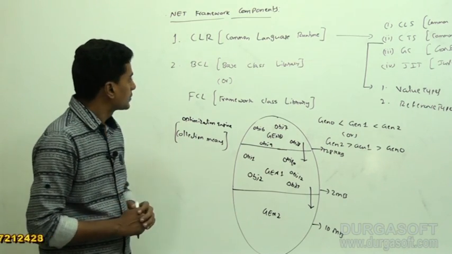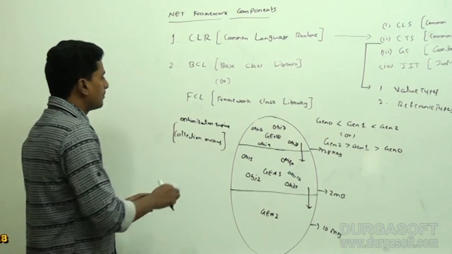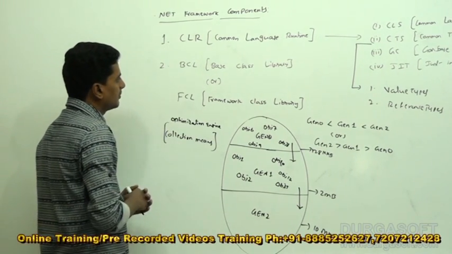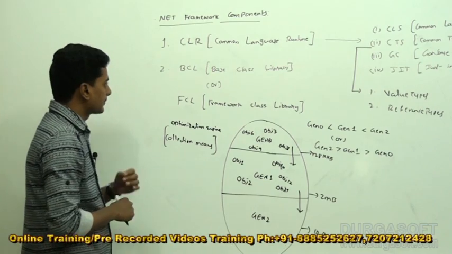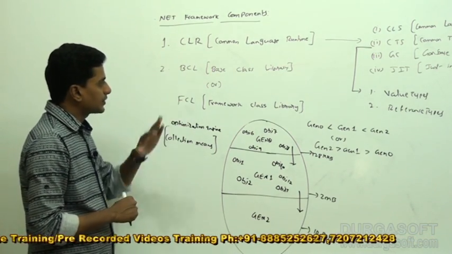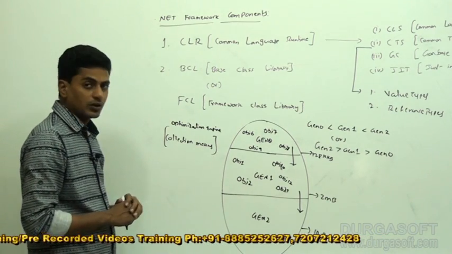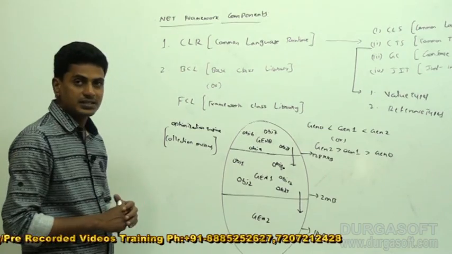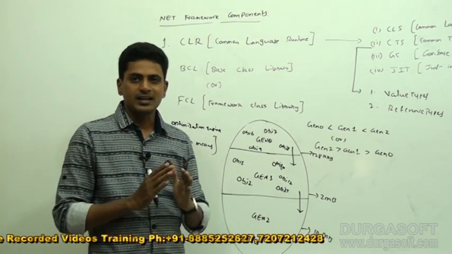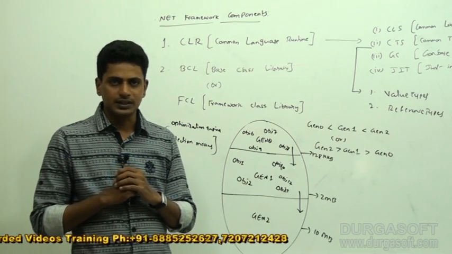Next, CLR is the first and most important component, and the base class library is the second important component of the .NET framework. The base class library is a collection of class libraries. We can also call it the framework class library, or assemblies. Base class libraries, framework class libraries or assemblies, we can call it any of these.